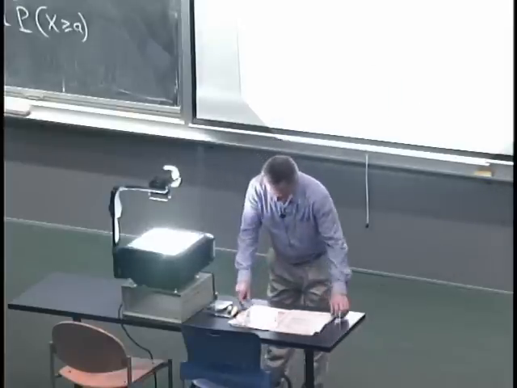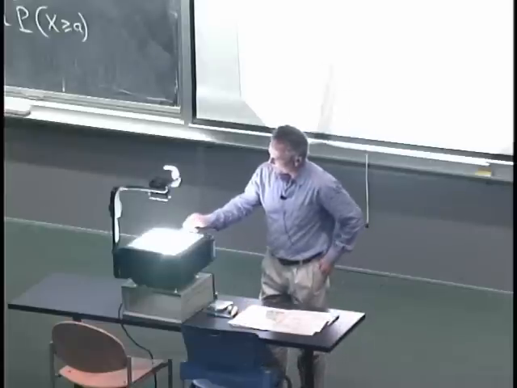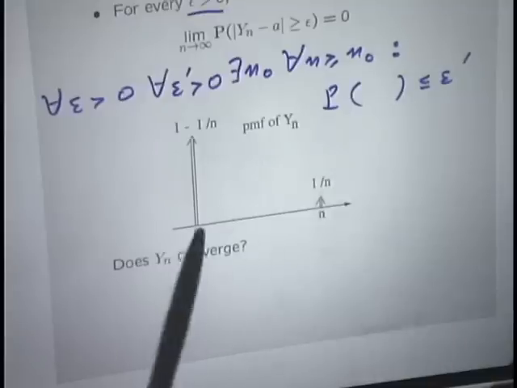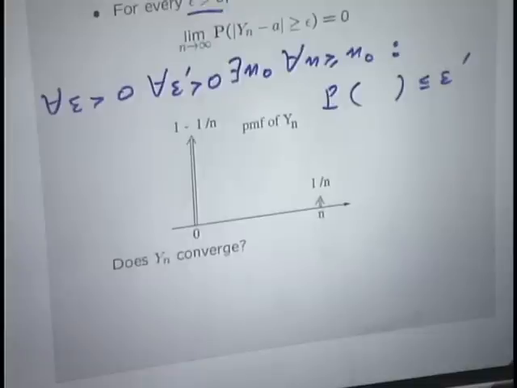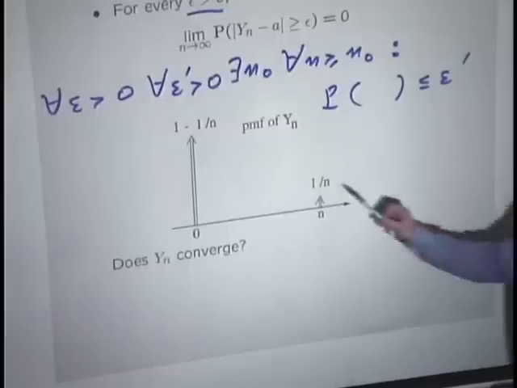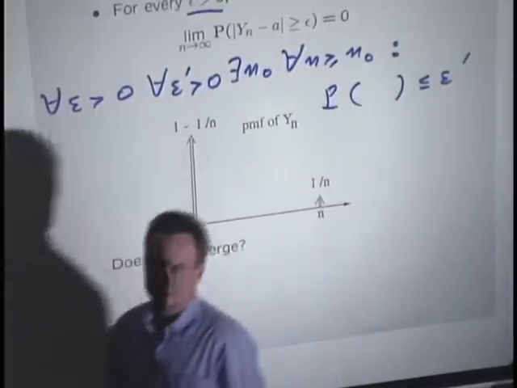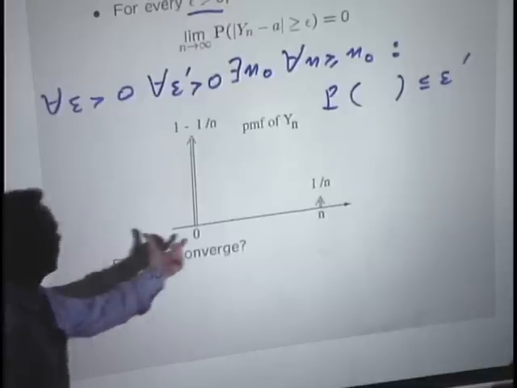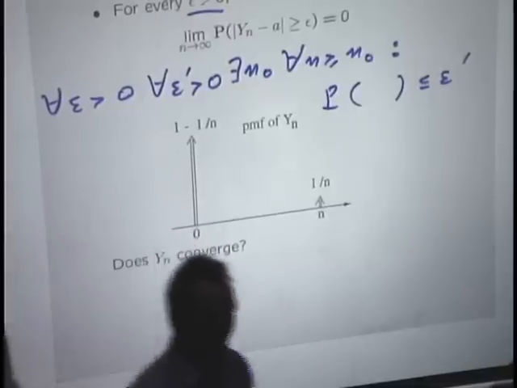Okay, so let's look at an example. Suppose our random variable Yn has a discrete distribution of this particular type. Does it converge to something? Well, the probability distribution of this random variable gets concentrated at 0. There's more and more probability of being at 0.